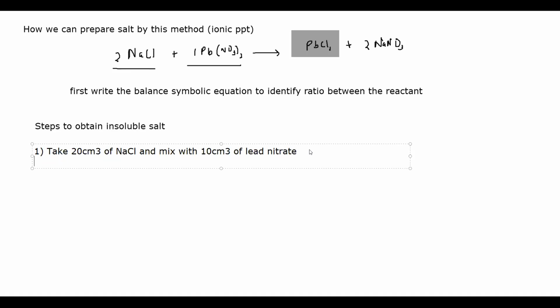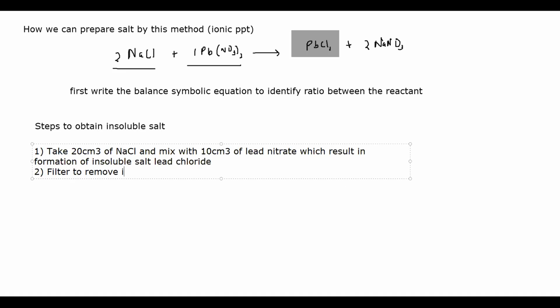So as we mix them together, the two salts will mix with each other, which results in formation of the insoluble salt, lead chloride. Then what you will do, you will filter to remove the insoluble lead chloride.